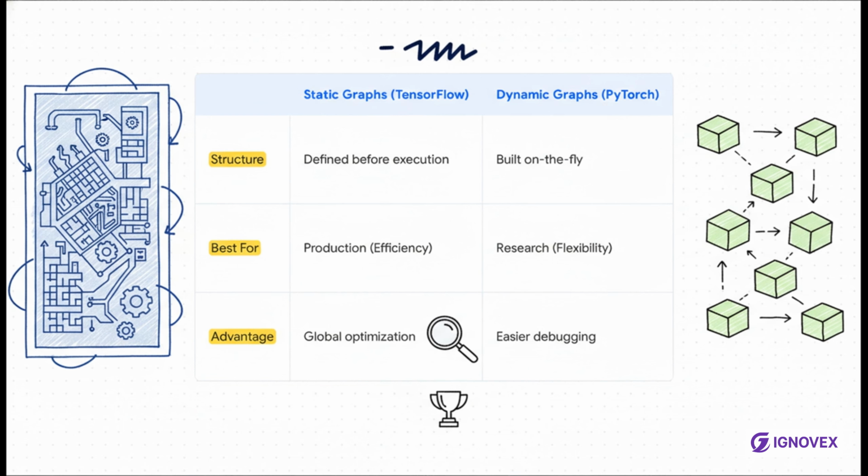On the other hand, you have PyTorch, which made dynamic graphs super popular. This is more like building on the fly. The map gets created as the code is running. It's way more flexible and easier to debug, which is why researchers absolutely love it for experimenting with new ideas.